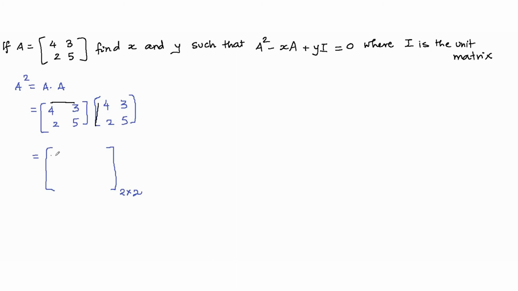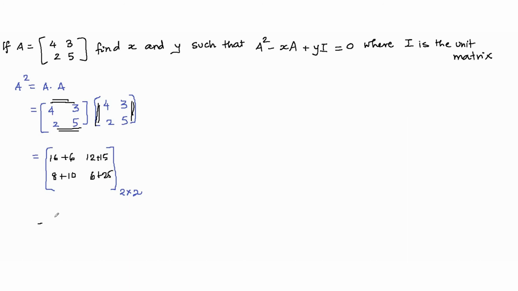4 4s are 16 and 3 2s are 6. Then first row and second column. So 4 3s are 12 and 3 5s are 15, so 12 plus 15. Then second row first column. So 2 4s are 8 and 5 2s are 10. And second row second column. So 2 3s are 6 and 5 5s are 25.